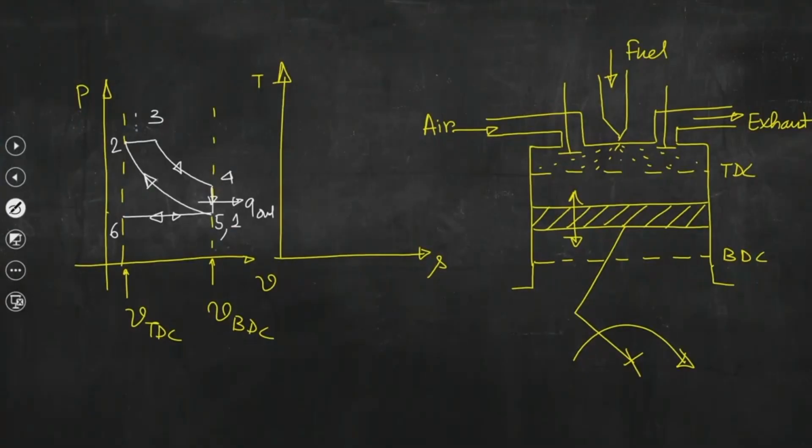And this 2 to 3 is Q in, the constant pressure heat addition, and if we draw it, 1 to 2 is an isentropic process.